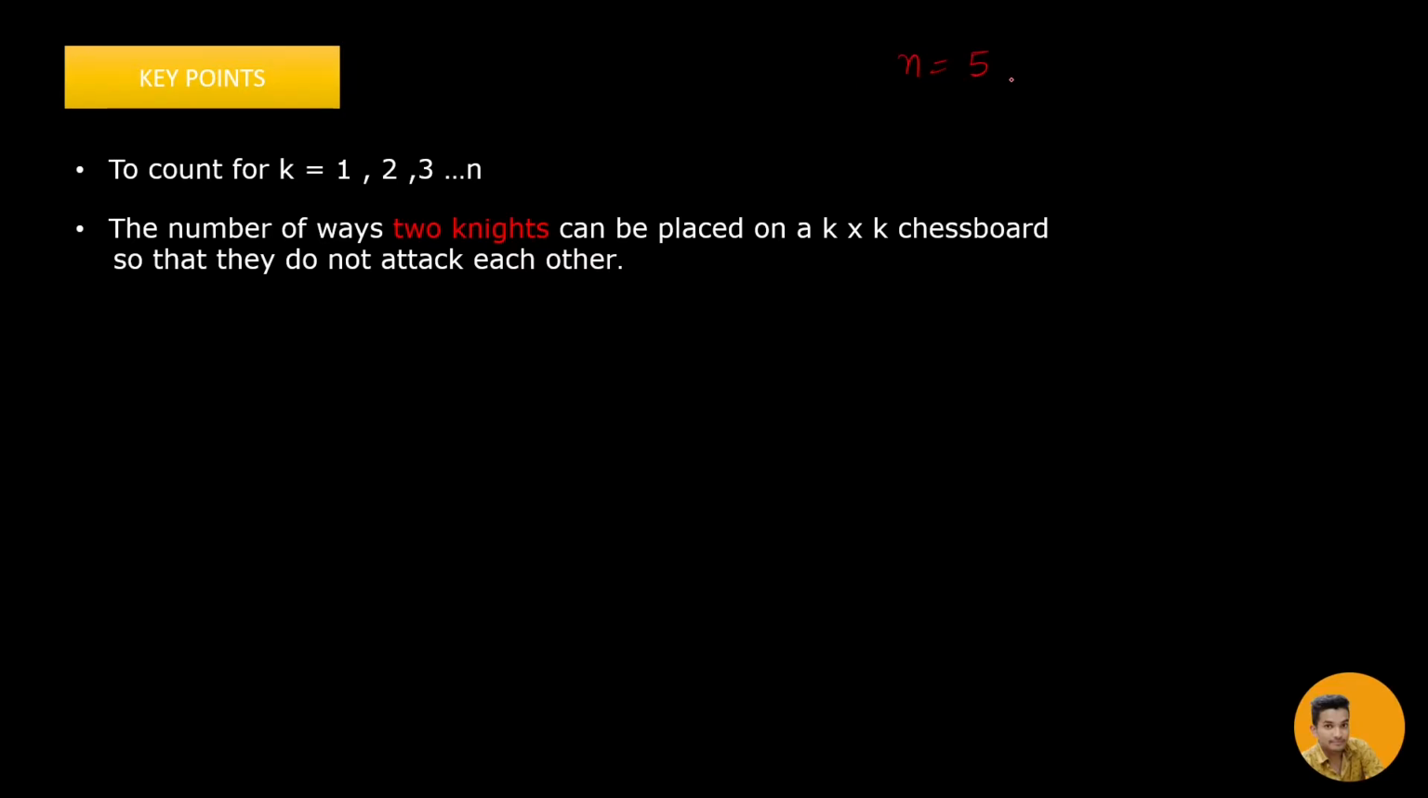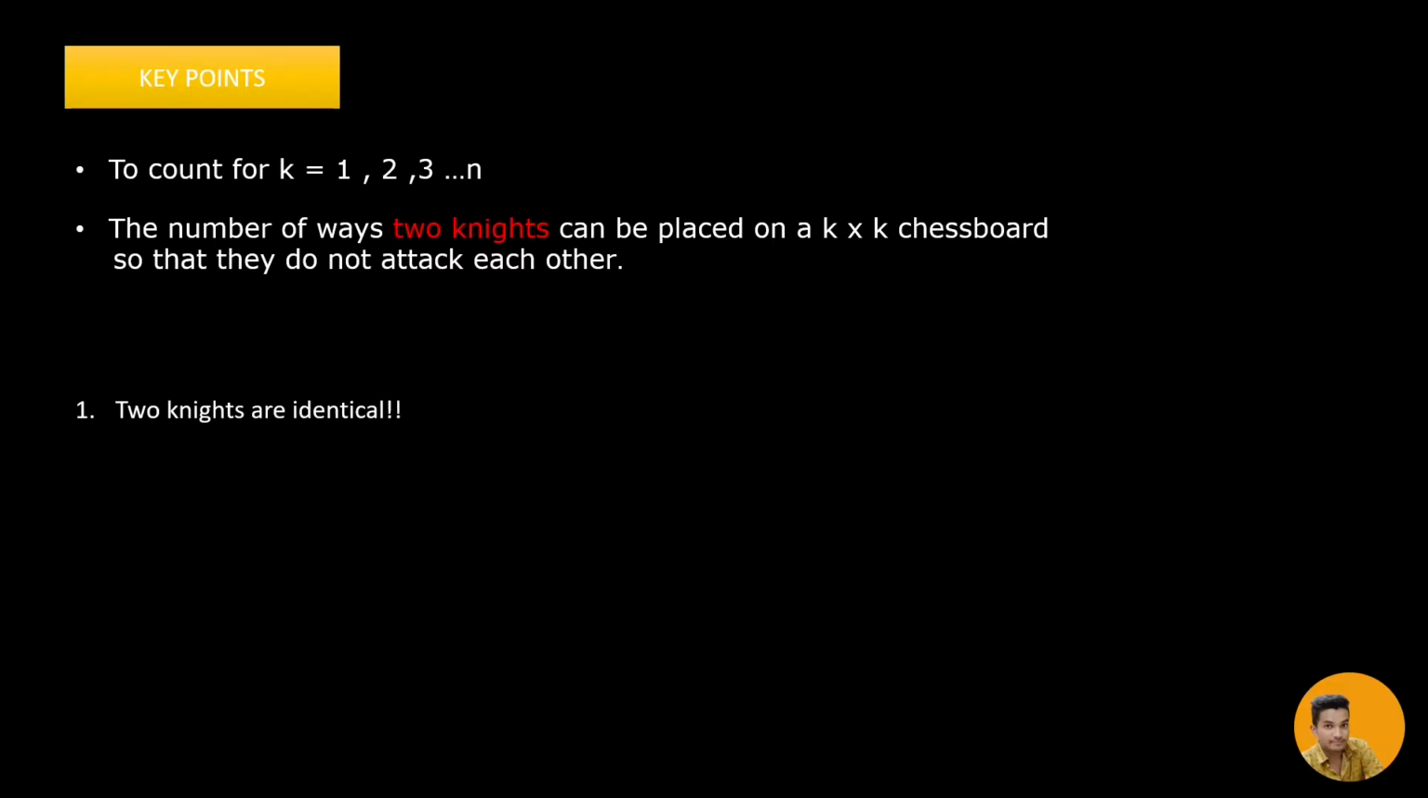So we need to count from 1 till n. So 1, 2, 3, 4, 5. The number of ways 2 knights can be placed on k cross k. So these are k cross k chessboards, that is 1 cross 1, 2 cross 2, 3 cross 3 and so on. For each of these chessboards we need to tell the number of ways so that the 2 knights don't attack each other.